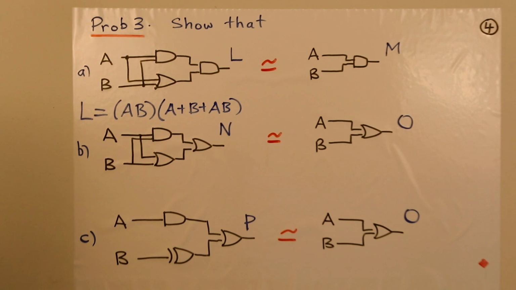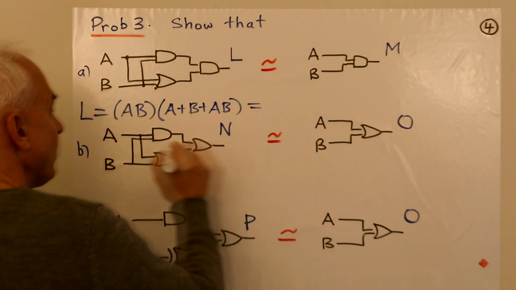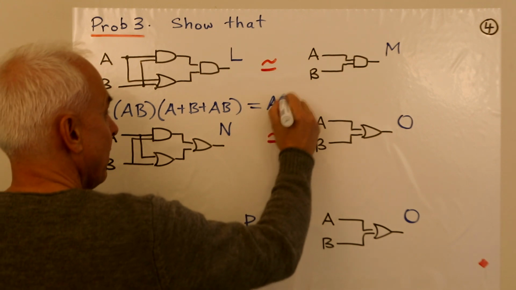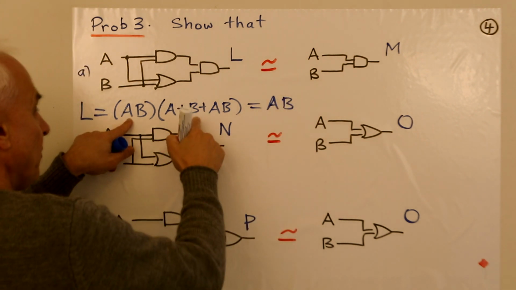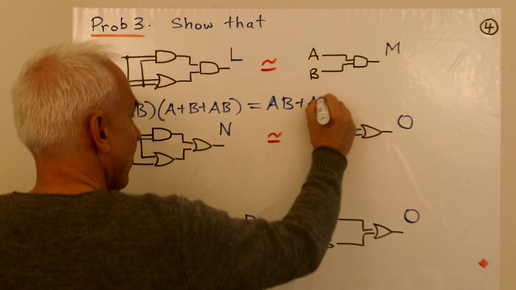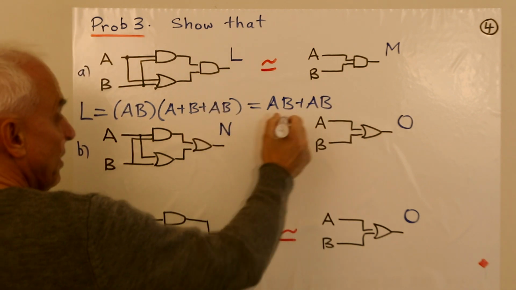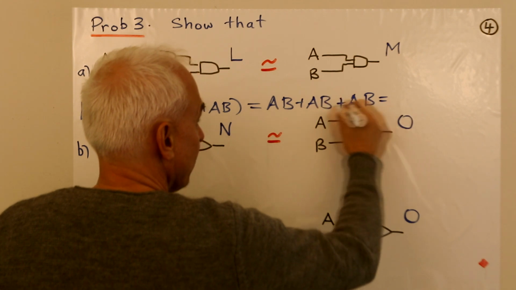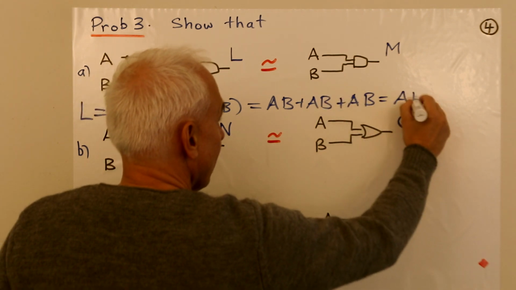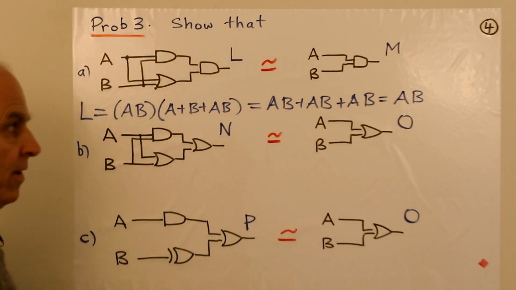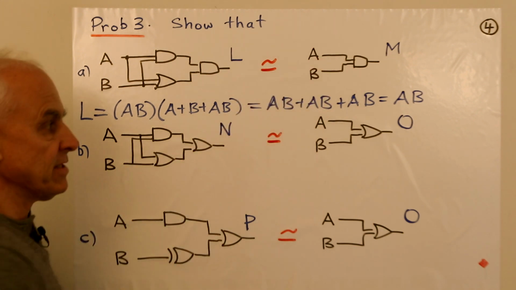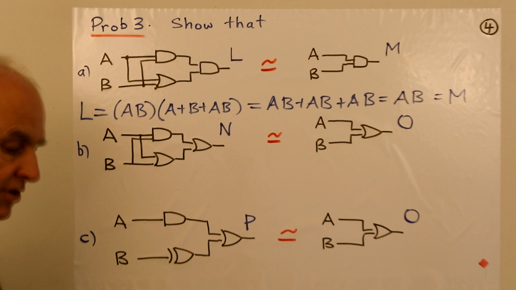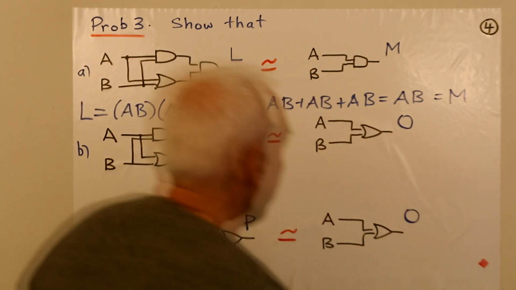Okay, so what happens when we expand this out? AB times A is like A squared B, but that's the same as AB. AB times B is also AB, and AB times AB is also AB. And so the final result, after we cancel two of them, is a single AB. And we see directly that that's the same as the output of the gate M. So yes, indeed, those two are equivalent.